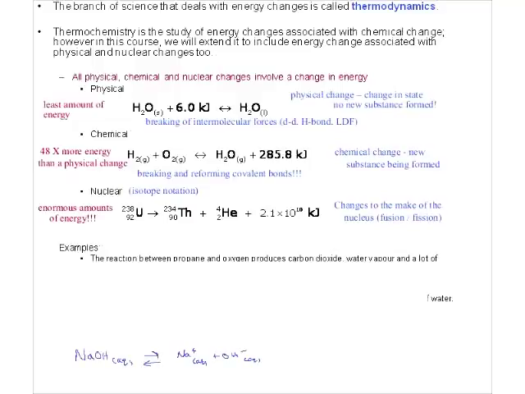Okay, so when we look at this, we want to be able to look at some examples here. Okay, so we're looking at this and we're saying, okay, what type of chemical reaction, or what type of process are we looking at here? We're saying the reaction between propane and oxygen to produce carbon dioxide and water vapor. Well, that's going to be a chemical change, isn't it? Because we're taking bonds in propane and oxygen, breaking them down, and we're making new substances. So these would be chemical changes.